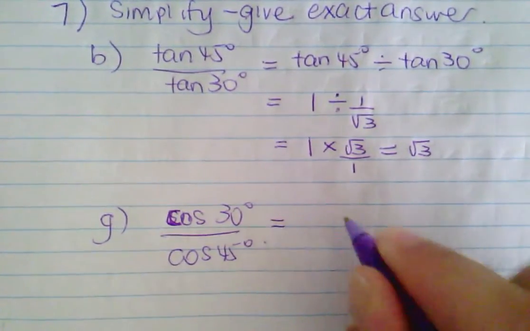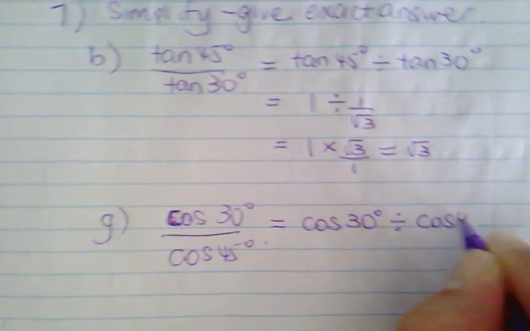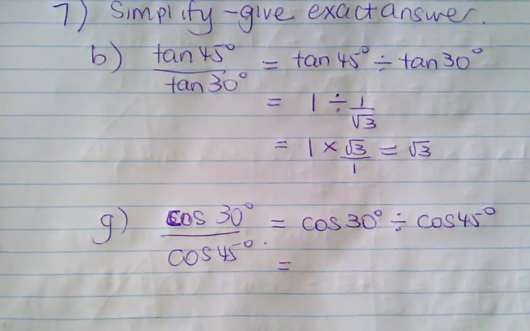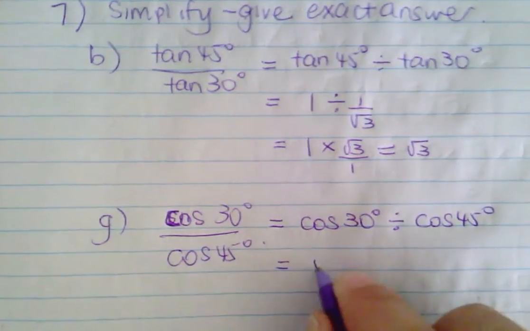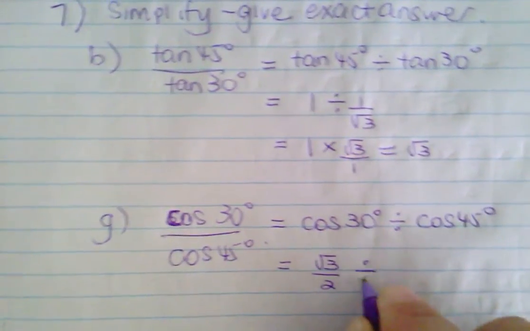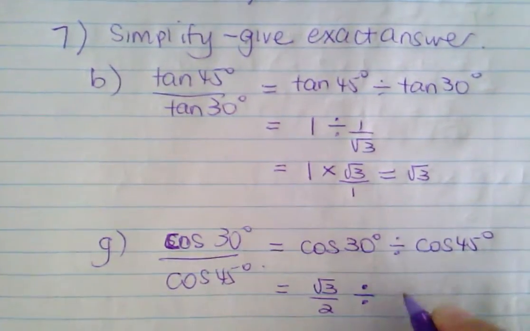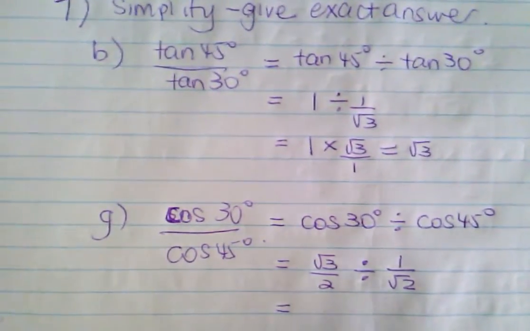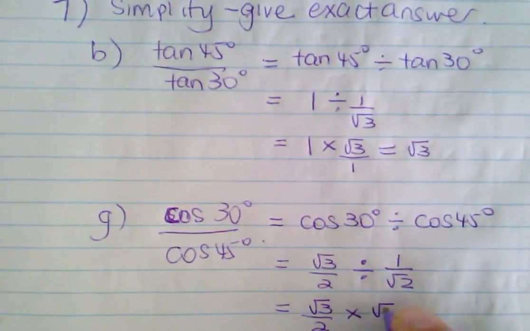This one, cos 30 divided by cos 45. The reason I'm doing this is that I know they're both fractions. Most of these ratios are fractions. So what's cos 30? See, sine 30 is the nice one. Cos 30 is not. Root 3 over 2 divided by, what's cos 45? Okay, very good. Now, this is something you haven't learned how to do. So, root 3 over 2, change the divide to a times, and then flip.